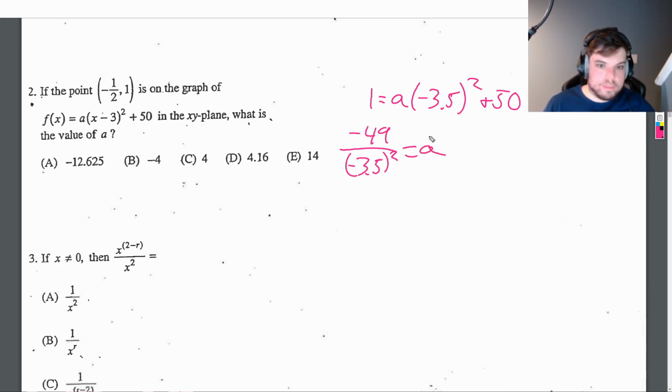We use a calculator. Negative 49 divided by 3.5 squared. You don't have to mess around with the parentheses because negative 3.5 squared is the same as 3.5 squared. So just plug in 3.5 squared, and you have A as negative 4. Very good.